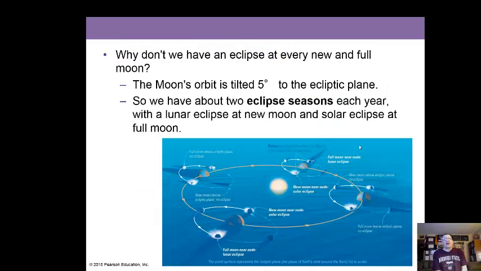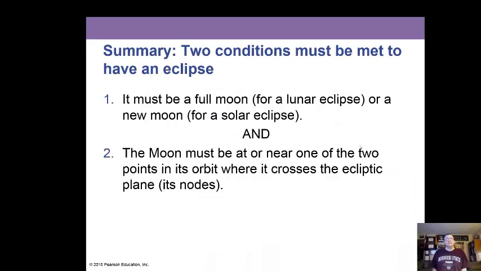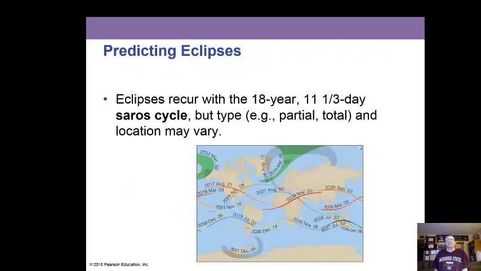We don't have an eclipse every new and full moon because the moon's orbit is tilted 5 degrees. And so there are times that we can see eclipses and times that we don't see eclipses. So in summary, 2 conditions must be met to have an eclipse. It must be a full moon for a lunar eclipse or a new moon for a solar eclipse. And the moon must be at or near one of 2 points in its orbit. We call these nodes, where it crosses the ecliptic and we can have an eclipse.